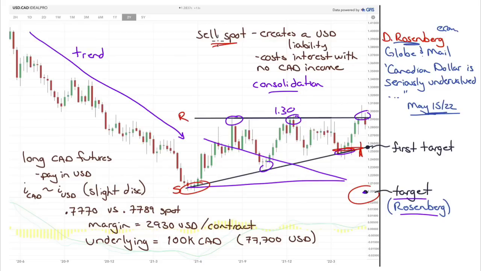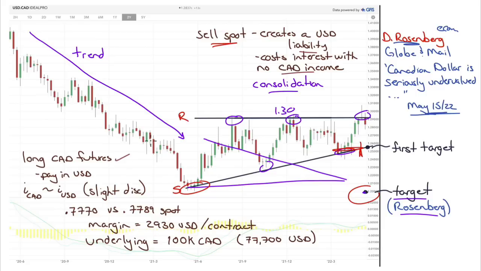You can sell spot, but spot creates a bit of a problem if you don't know how to manage your currency positions. It creates a US dollar liability, and that is going to cost you a US interest rate. However, depending on what you do with your Canadian balance, you may not be able to offset that with Canadian interest income. So selling spot is not really the best way to do it.